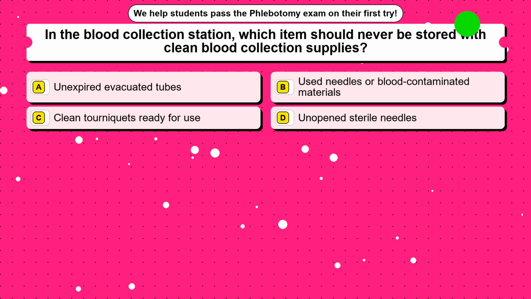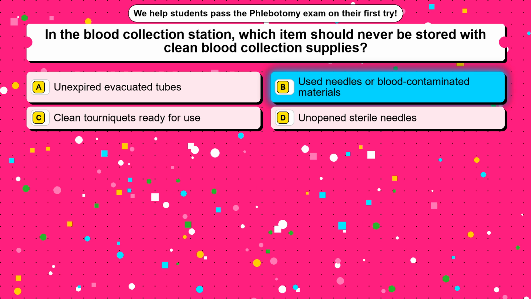Question 90. In the blood collection station, which item should never be stored with clean blood collection supplies? Option A: unexpired evacuated tubes. Option B: used needles or blood-contaminated materials. Option C: clean tourniquets ready for use. Option D: unopened sterile needles.